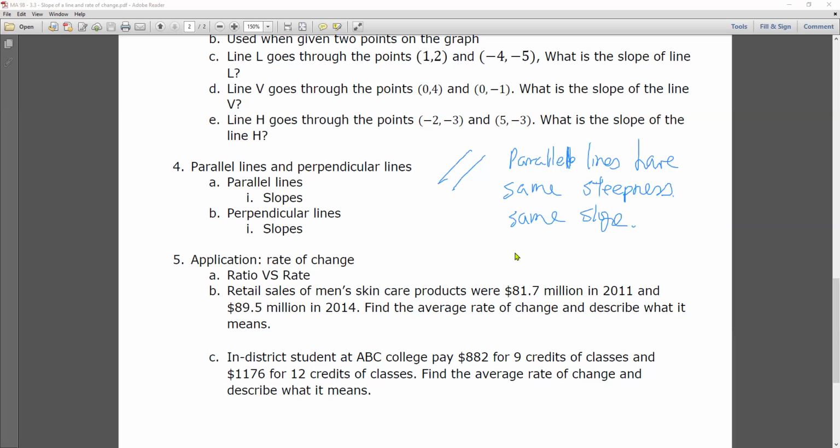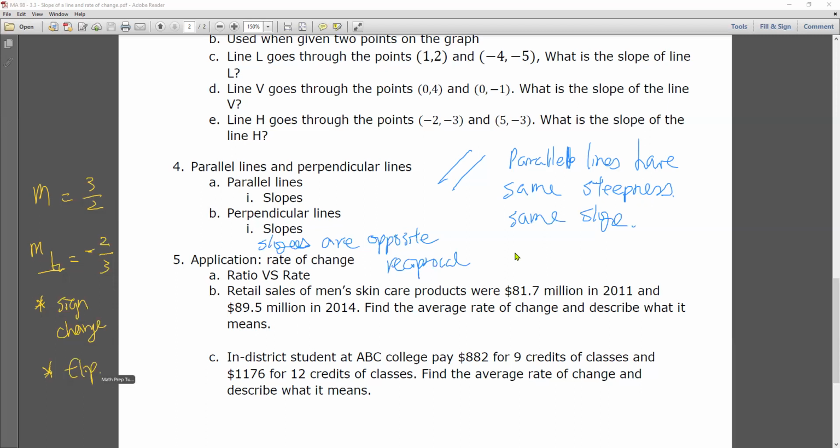Now for perpendicular, I'm just gonna give it to you. So slopes are opposite reciprocal. For example, if the slope of the line is 3/2, the slope that is perpendicular to it is going to be -2/3. Notice the sign change and also the reciprocal. So the fraction flipped.